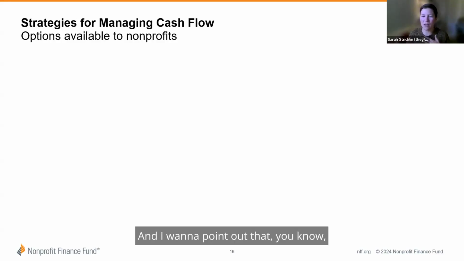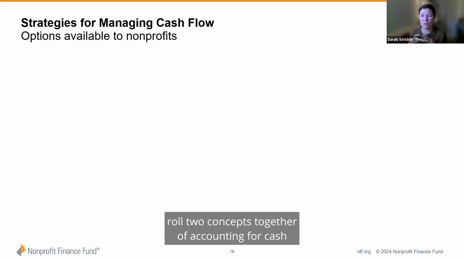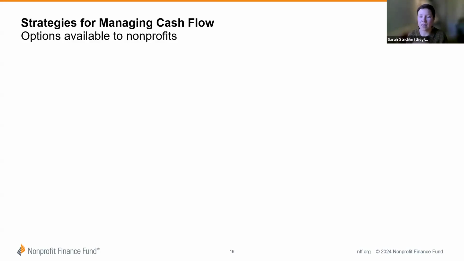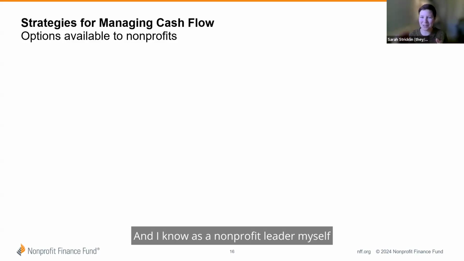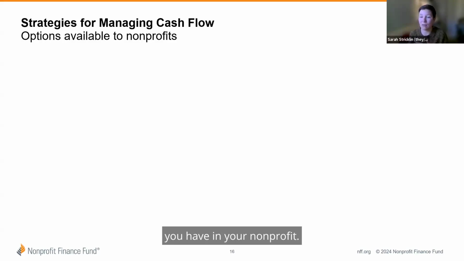And I want to point out that this slide says strategies for managing cash flow. And we at NFF really recognize that we sort of roll two concepts together of accounting for cash and then building up cash. Both of those concepts are managing cash flow. The work of managing it is to not just track it and plan for it, but to build it up to begin with. And I know as a nonprofit leader myself that it is just as important to plan as it is to keep doing the day-to-day work of just maintaining the cash balance you have in your nonprofit.